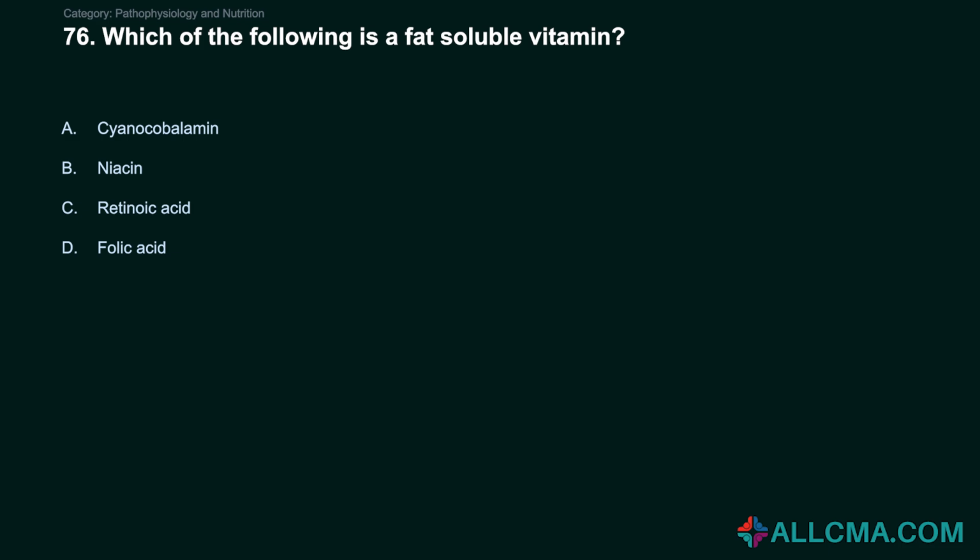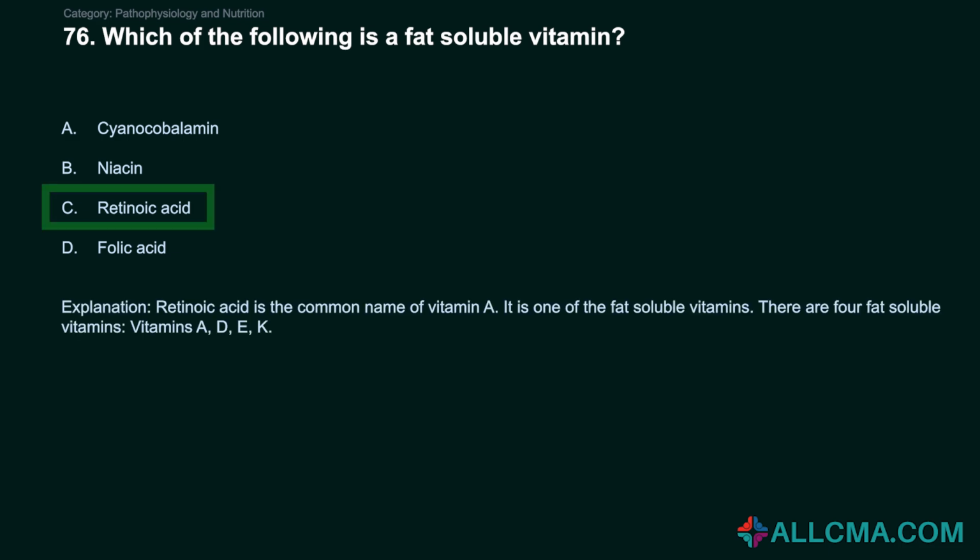76. Which of the following is a fat-soluble vitamin? A. Cyanocobalamin. B. Niacin. C. Retinoic acid. D. Folic acid. Correct answer, C. Retinoic acid. Retinoic acid is the common name of vitamin A. It is one of the fat-soluble vitamins. There are 4 fat-soluble vitamins: vitamins A, D, E, K.